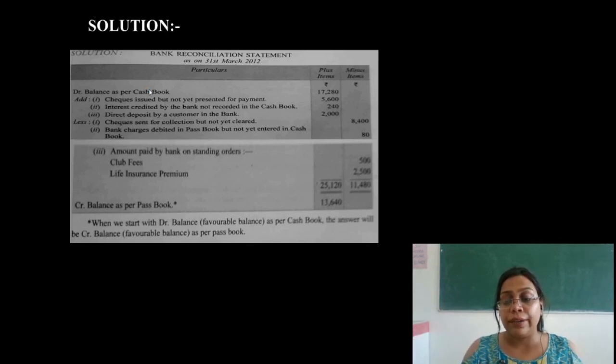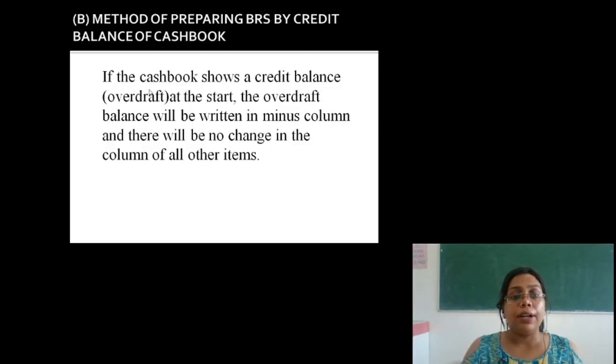Now we will move towards our next method of preparing a BRS, that is preparing a BRS from the credit balance as per cash book. As in the previous question we started with the debit balance as per cash book, now we will start with the credit balance as per cash book.